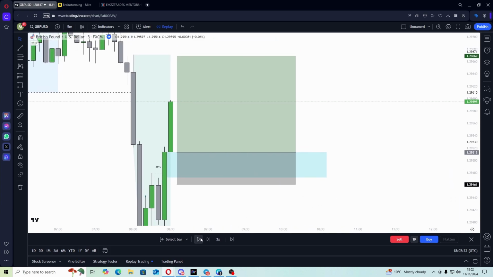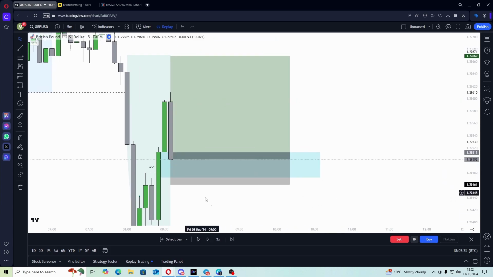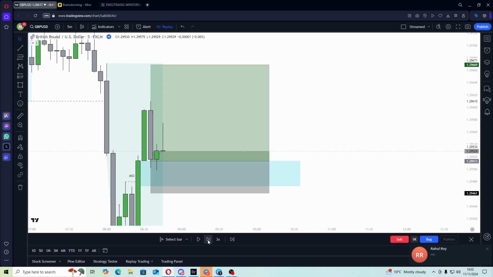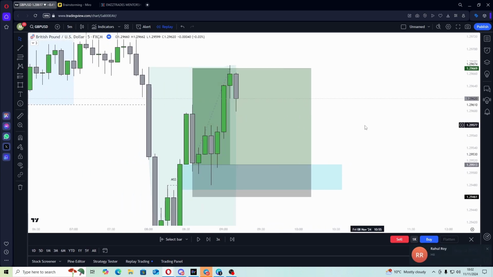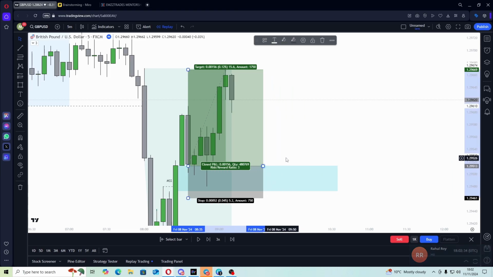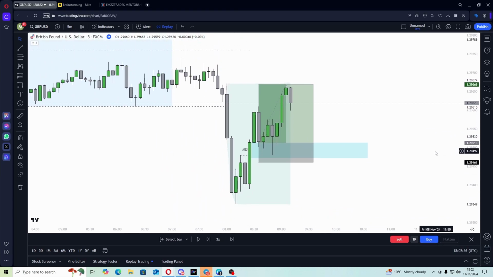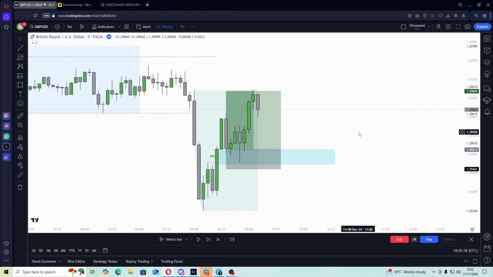All I'm going to be doing now is playing price forward, and you can see how it's entered right there. And you can see it's gone down, and now it's going all the way up, and it's absolutely just smashed take profit. Just like I told you, okay? This strategy works so well, and now I'm going to show you another example which will absolutely blow your mind. So make sure you watch until the end.